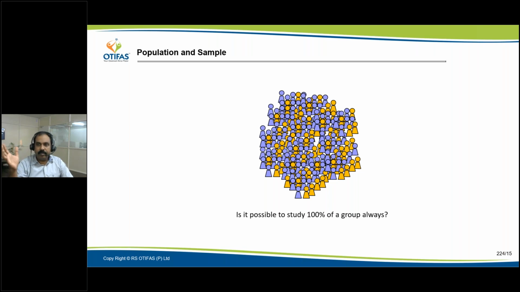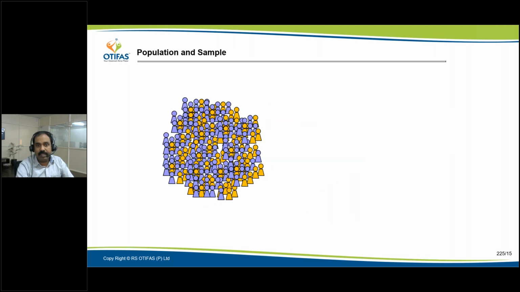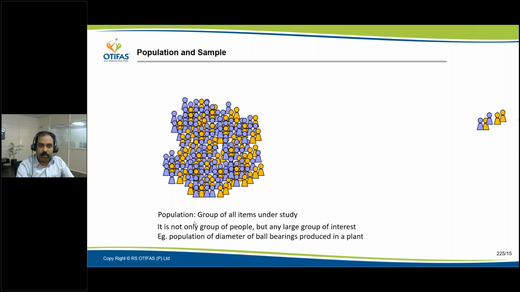So it's possible maybe to do a 100% study, but that much time, effort and money has to be put in. Always it's not possible to put money and resources to collect all 100% of the data. So at that time we will definitely take some samples: sample 1, sample 2, sample 3, like that. You collect different samples.